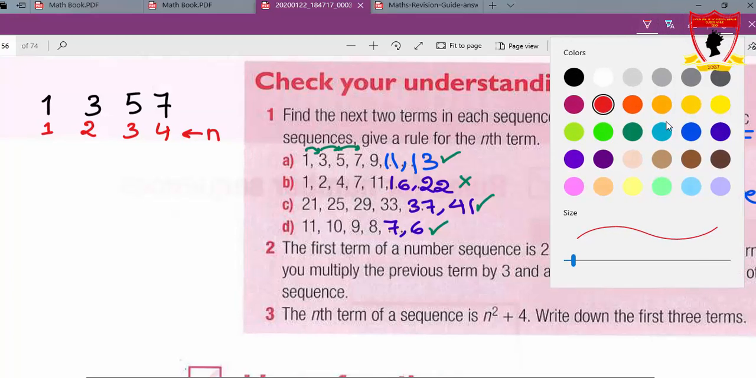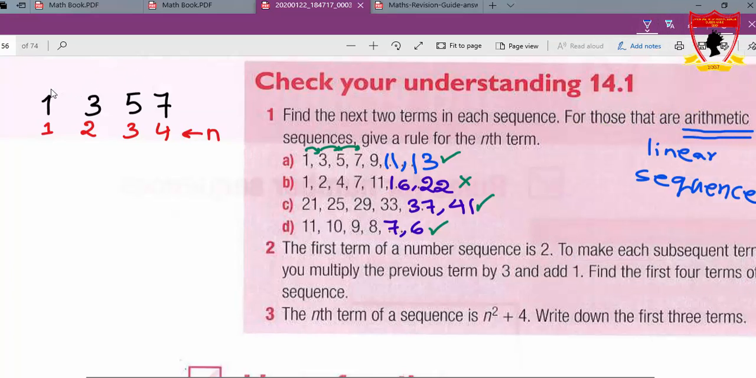And then we're going to write the differences. The difference between these two is 2. 1 plus 2 will be 3. 3 plus 2 will be 5. 5 plus 2 will be 7. 7 plus 2 will be the next term, which is 9. Okay, now we got these numbers.